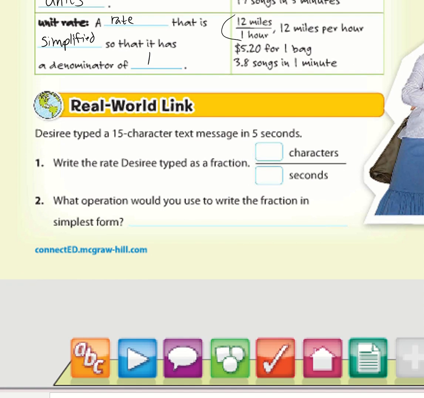So the real world link. Desiree typed a 15-character text message in 5 seconds. Write the rate Desiree typed as a fraction. So she did 15 characters in 5 seconds. What operation would you use to write the fraction's simplest form? We are going to divide, because we know fractions are division. So a unit rate would be 5 characters per second.